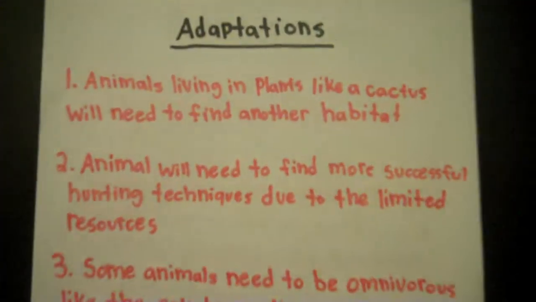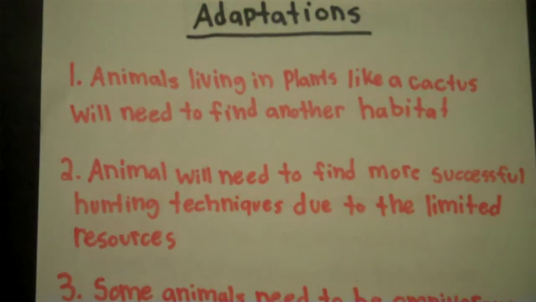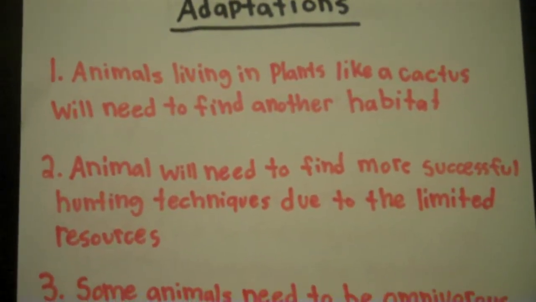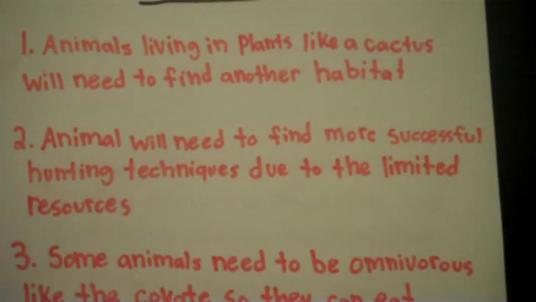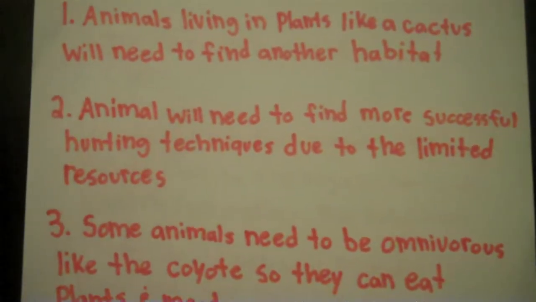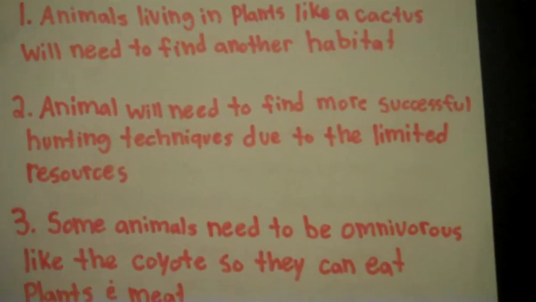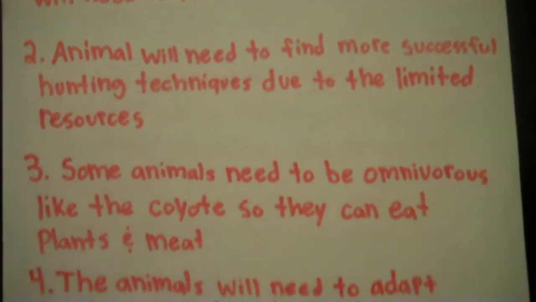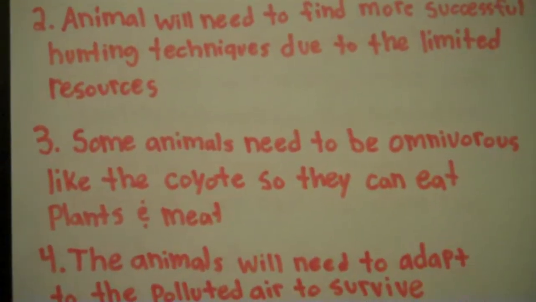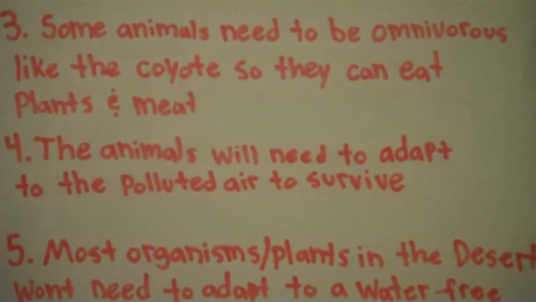So some adaptations that these animals in the desert can have are, the animals living in plants such as cactuses will need to find another habitat because cactuses will not be there after the aliens. Another adaptation is animals will need to find more successful hunting techniques due to the limited resources. The third is some animals need to be omnivorous like the coyote so they can eat plants and meat, due to some plants might not be available.